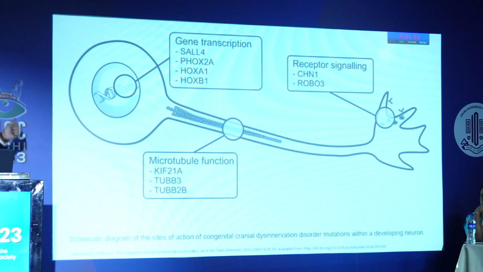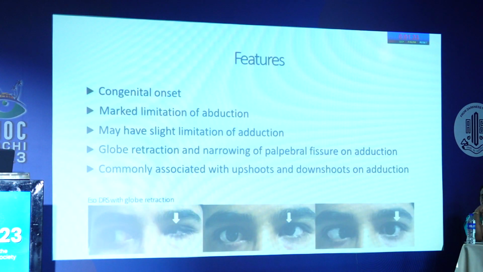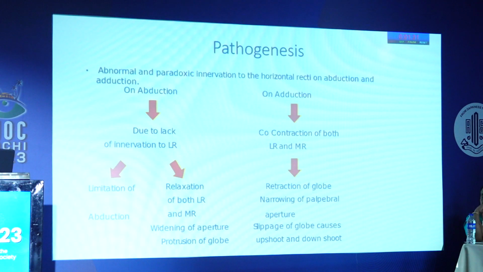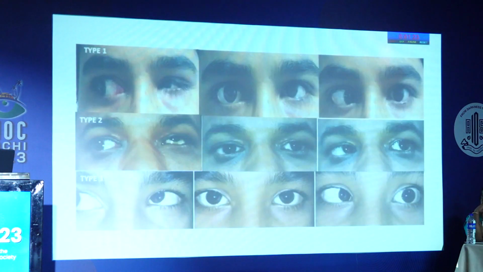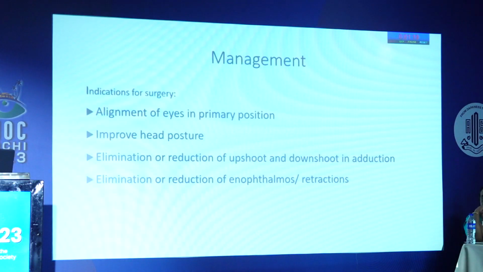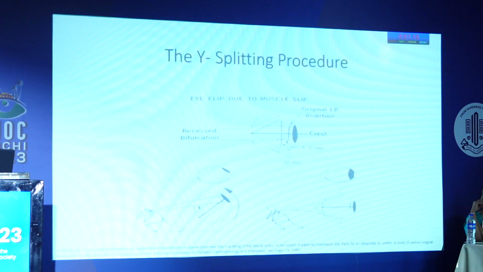They can occur at the level of microtubules, at the level of gene transcription or receptor signaling, as has been seen in CFEOM and DRS. A DRS patient can have a problem during adduction, which can cause a narrowing of the palpebral aperture, and during abduction, it can cause widening of the palpebral aperture. They can be divided into type 1, 2, and 3. And the management primarily involves aligning the eyes in primary position and reducing the upshoot and downshoot.